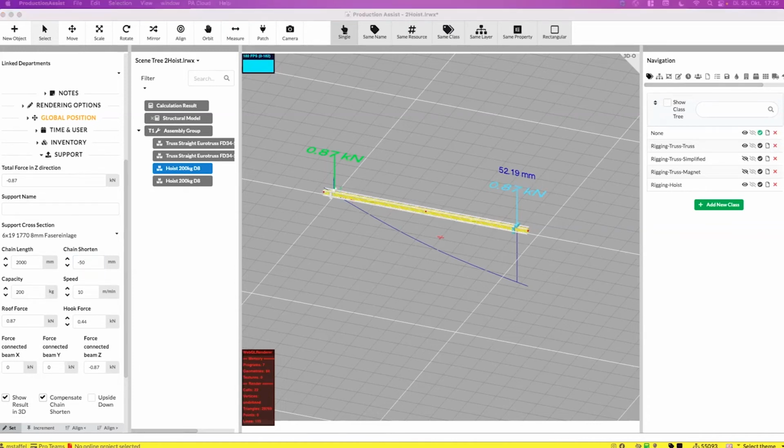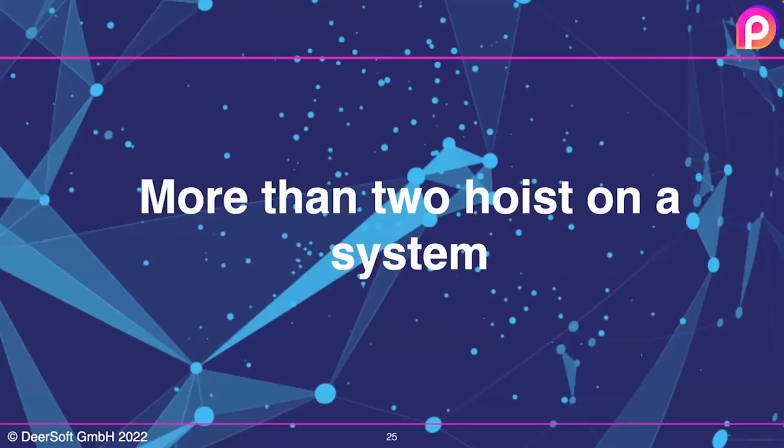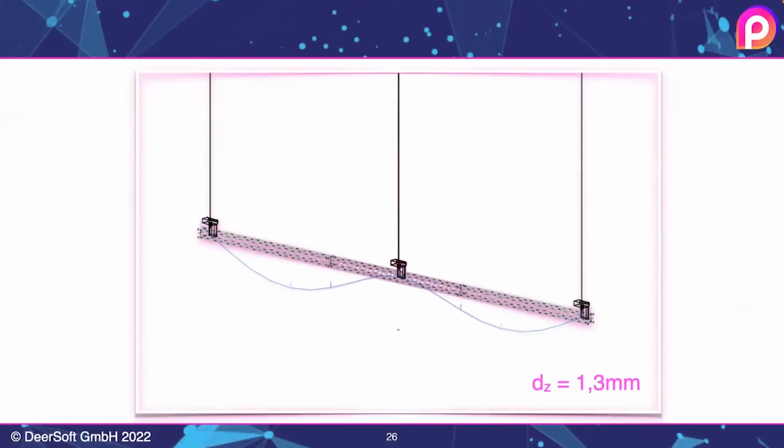Now let's move on. Unfortunately, you don't always have a system like that. Actually, it's more common to have more than 2 hoists in the system. So let's look at what's going on in here. We're talking about a system like this: 3 hoists, only dead load for the truss, a middle hoist and 2 outside hoists.